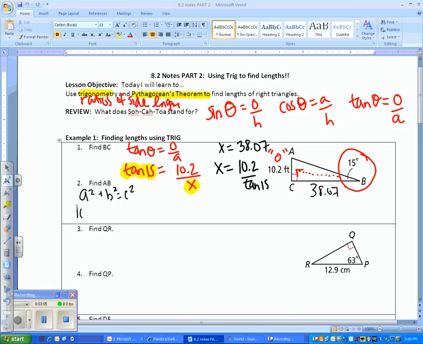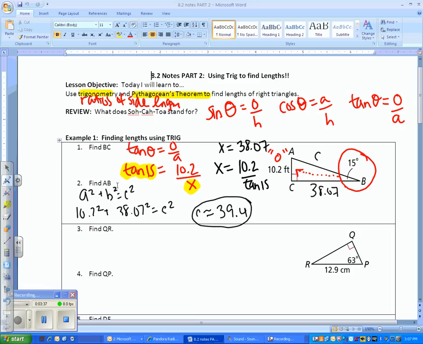So we would do 10.2 squared plus 38.07 squared equals c squared, and then figure out how long c is. So 10.2 squared plus 38.07 squared, and then square root, and I got 39.4. C equals about 39.4.